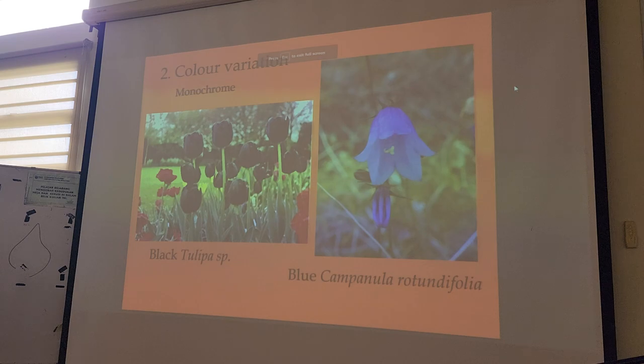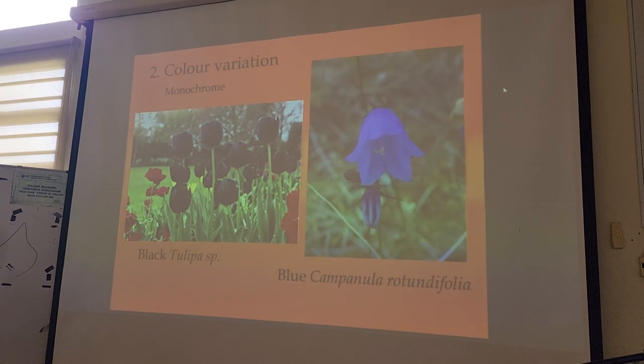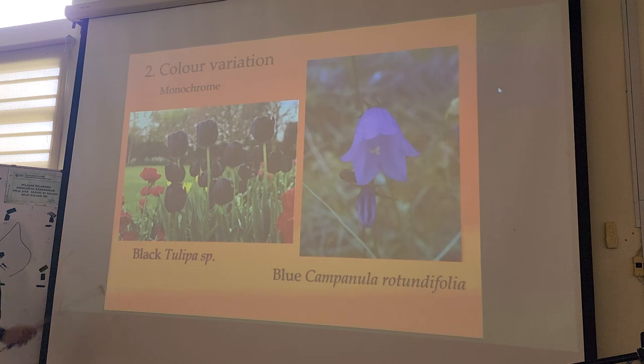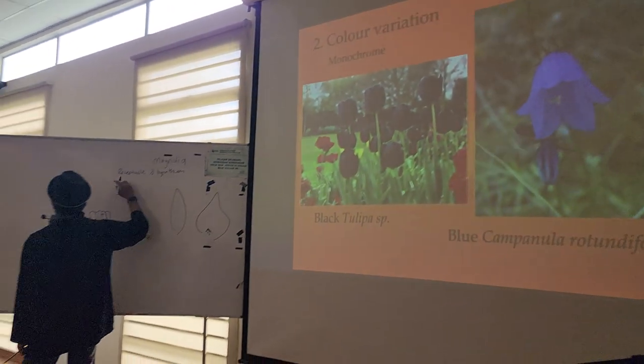So we have many variations for the color. Black tulip and Campanula rotundifolia. What color is that? What color is the tulip? Is that really black? So in nature, at least in the plant kingdom, there is no specific pigment to produce black coloration. The black that you see now is the color of pigments. I think you know this, the color inside the sweet potato.